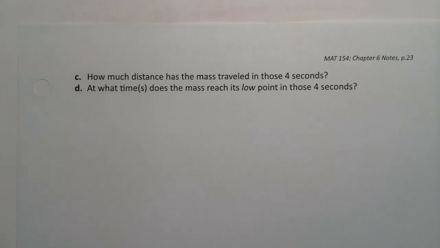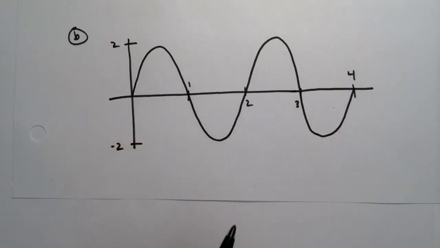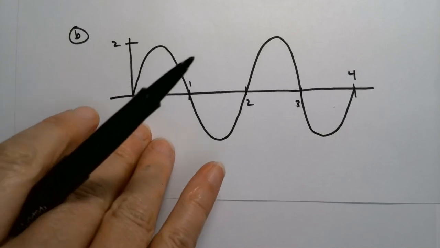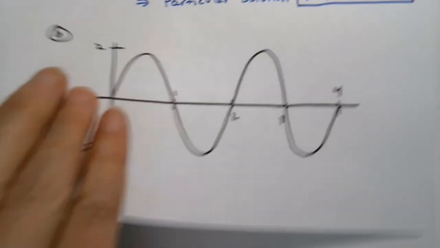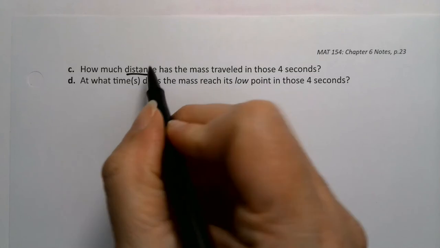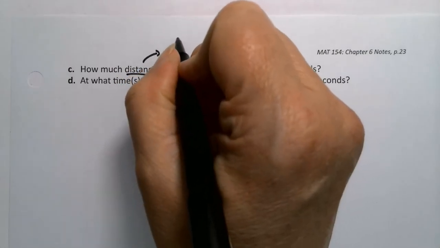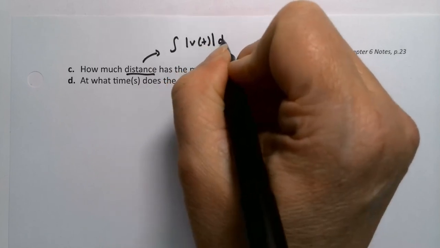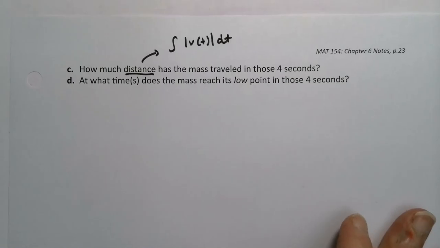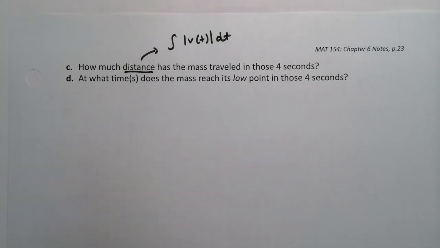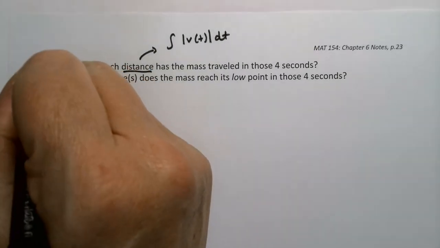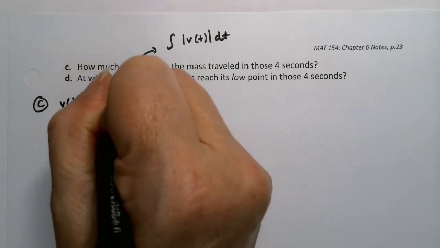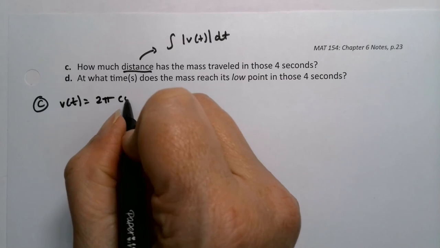Okay, so this is the position function. But remember, position is not how we find distance. Distance is the integral of the absolute value of velocity. Velocity, of course, was given to us in the problem. So velocity is, let me draw you a little picture. It was 2 pi cosine of pi t.